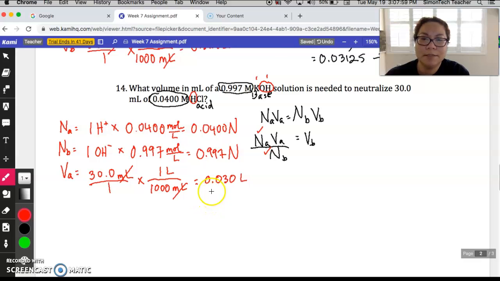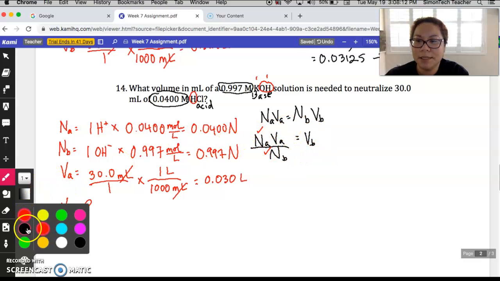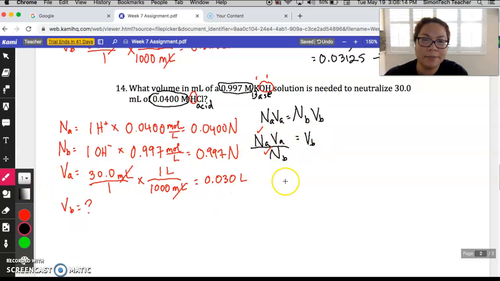Okay, so now we need to figure out the base, that is your unknown. We can plug in these values into this equation, specifically the second bottom equation here. So let's plug everything in. Let's go back to my black pen.